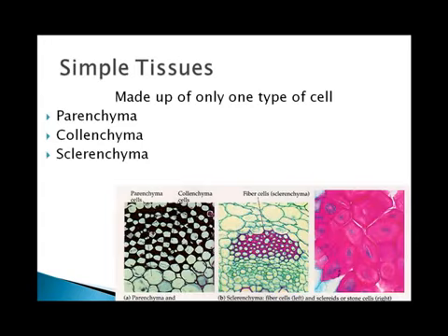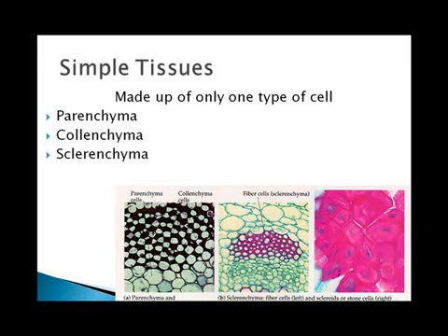There are 2 categories of plant tissues. There's simple tissues and complex tissues. Simple tissues are made up of only one type of cell. Parenchyma is the softest. It doesn't have thick cell walls, and it has a very soft, smooth texture. When you bite into a banana, that's parenchyma tissue. It's very soft and squishy.